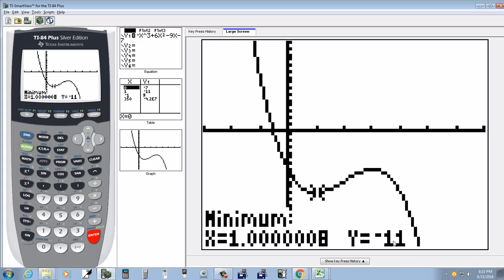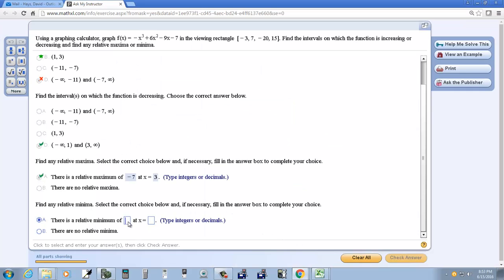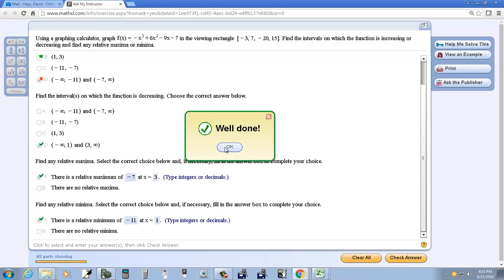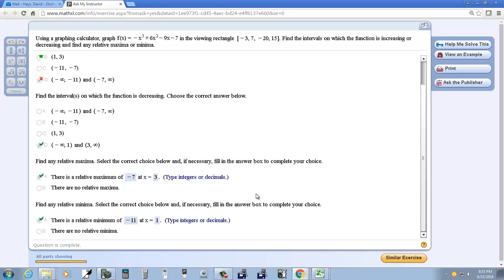So our minimum is going to be negative 11 at x equals 1. So negative 11 at x equals 1. And I guess that's all they're asking for in this problem.